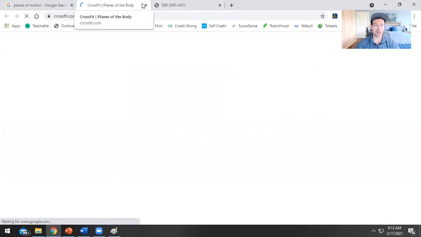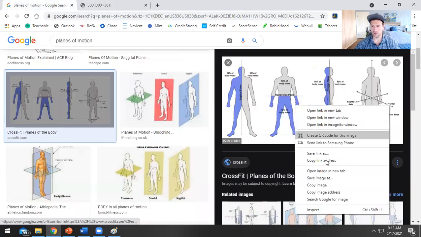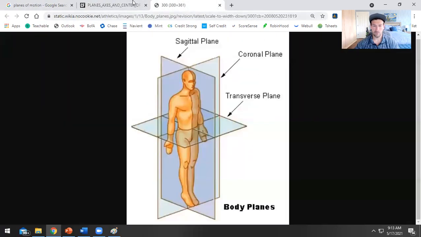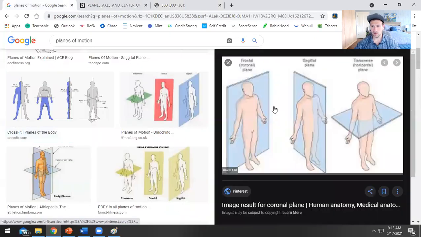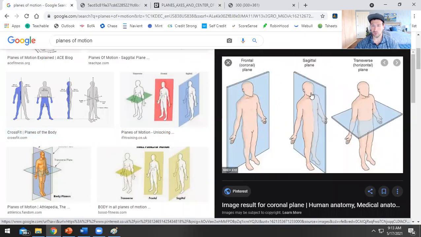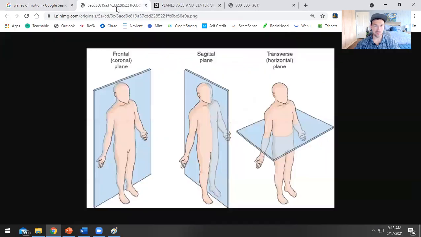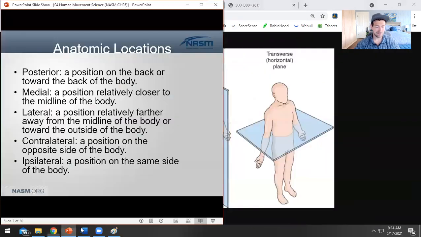So, oh Lord, that's not what I want. Like that. Okay. And then actually we'll pull up this one as well. Ah, don't save it. God dang it. All right.